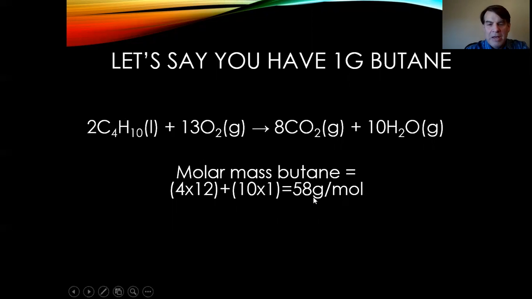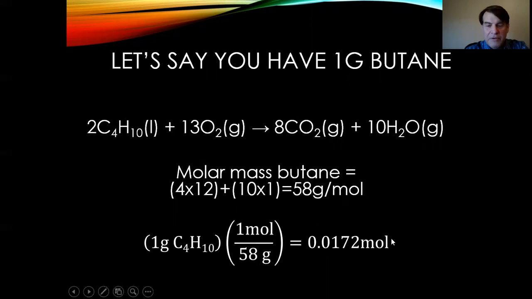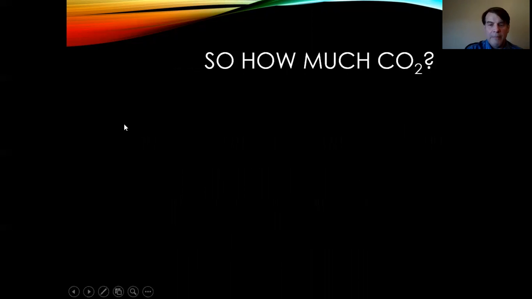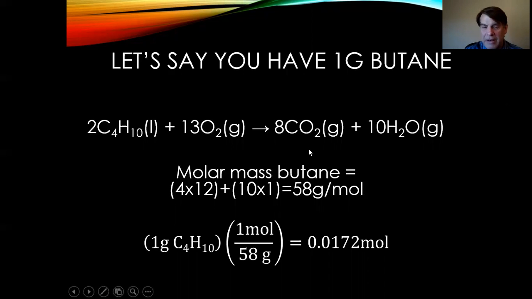Now I can figure out how many moles of butane I have if I have 1 gram of butane. So 1 gram of butane times 1 mole per 58 grams, basically we're dividing 1 by 58, right? It's going to be 0.0172 moles of butane in 1 gram, or we could say 1.72 times 10 to the minus 2 if you wanted to do it that way. That's the way the book does it for this example. Okay, so we figured out how many moles of butane we have if we have 1 gram. So how much CO2 can I get from that?